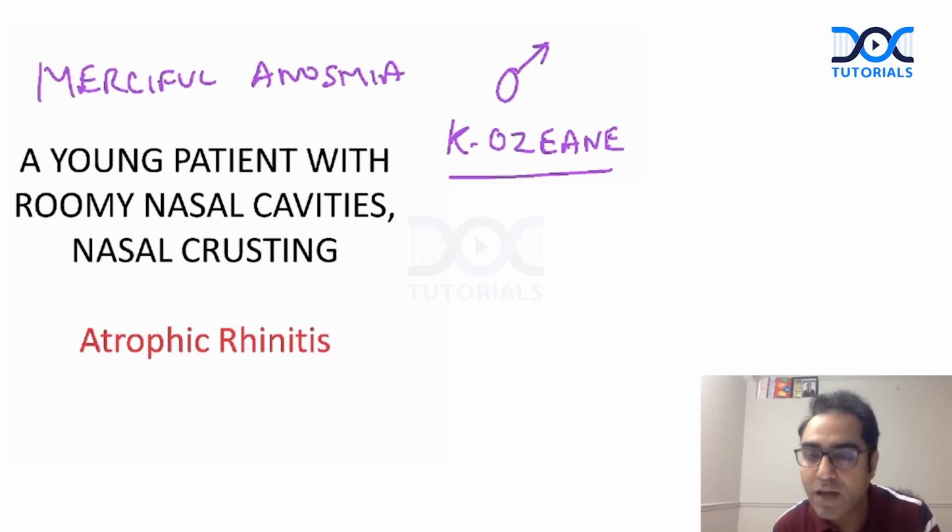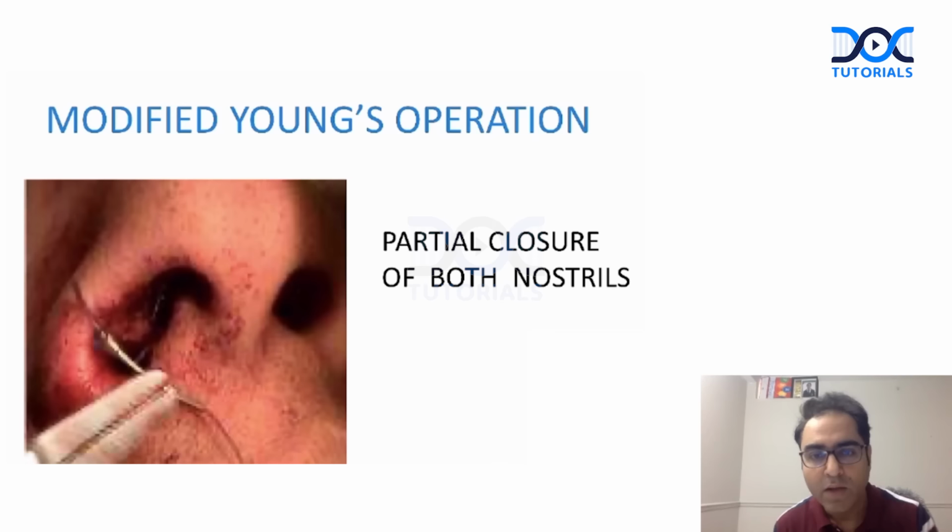And what surgeries are done? Young's operation, modified Young's operation, and Lautenslager operation. Don't forget this picture of the modified Young's operation, where the doctor is stitching the front end of the nose. It is a visual question also. What is modified Young? It is partial closure of both nostrils.